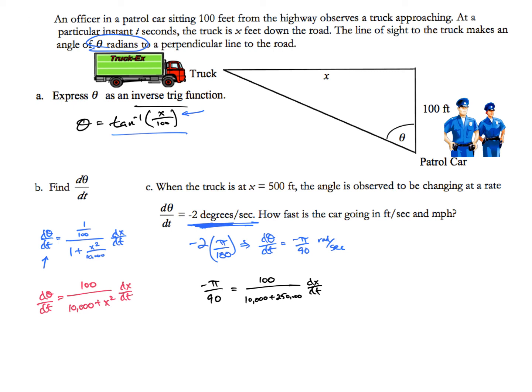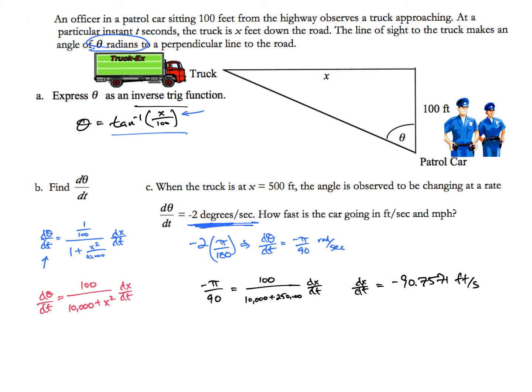All right. So then the bottom would end up being what? 260,000. We'd multiply by its reciprocal, and we end up with dx/dt equal to negative 90.7571 feet per second. All right? Why is it negative? Because it's going.